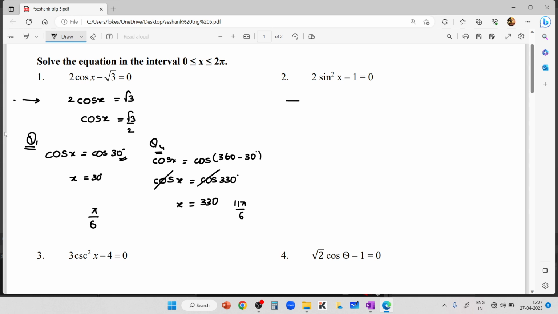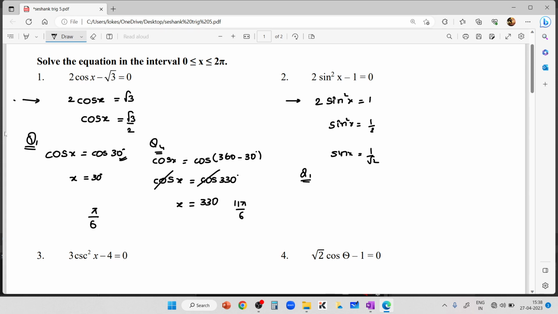We got one more question here: 2 sine square x minus 1 is equal to 0. That means 2 sine square x is equal to 1, so sine square x is equal to 1 by 2. Sine x is equal to 1 by root 2. Sin x is positive in two quadrants, one in the first quadrant and another in the second quadrant.